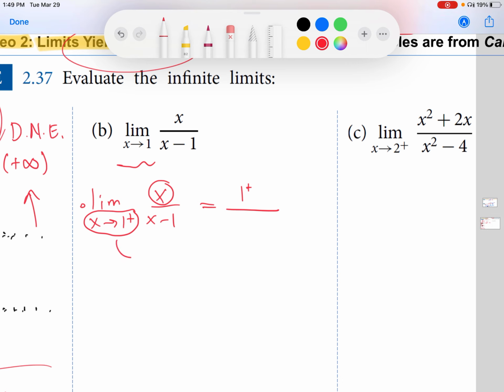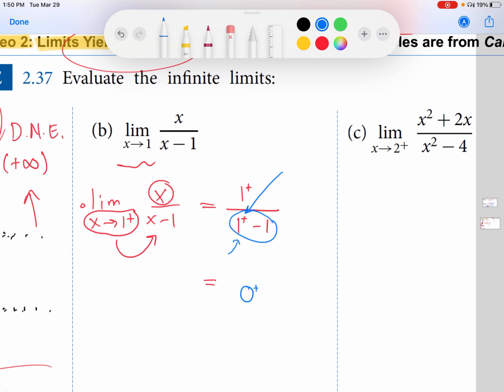And therefore, the same thing happens over here. Here's an x. x is going to 1 from the right. So I'm going to write 1 from the right minus 1. In other words, take a number that is very, very close to 1, but bigger than it, and subtract 1. What you're going to get is a number that's very, very close to 0, but slightly positive.